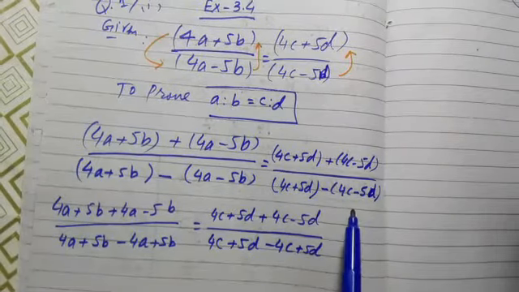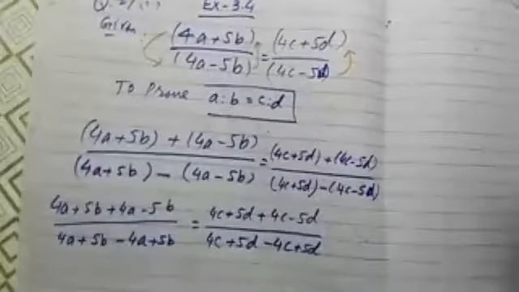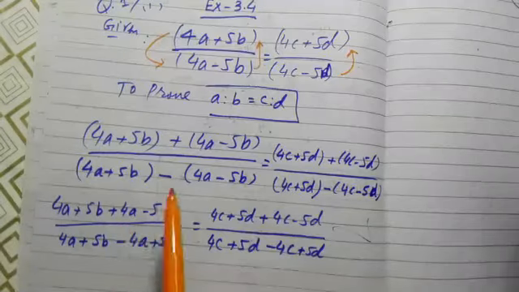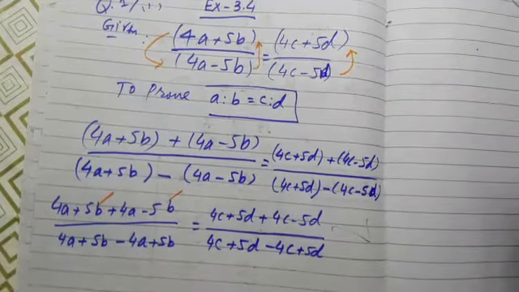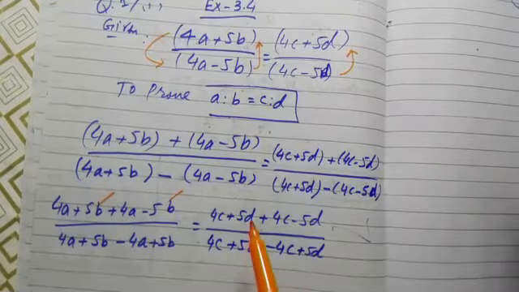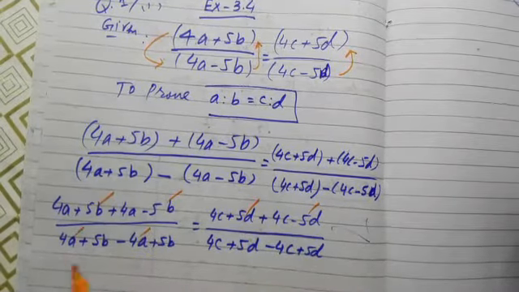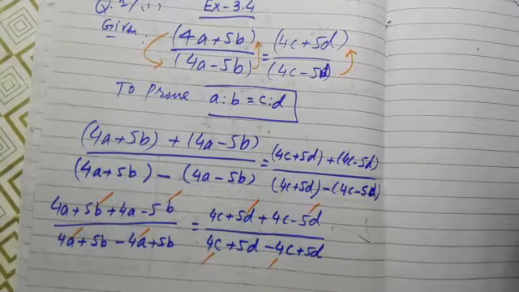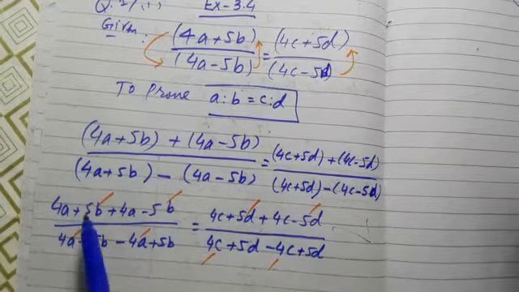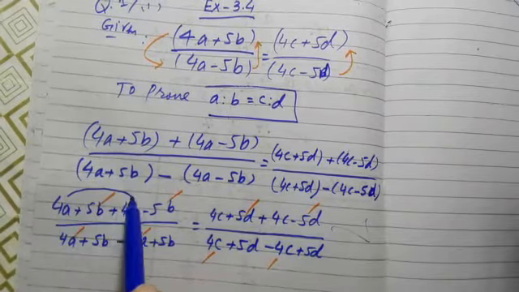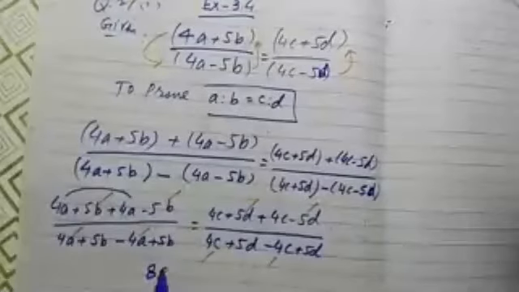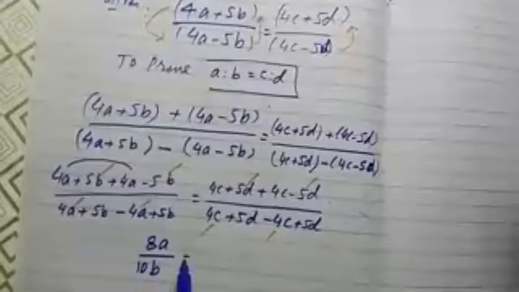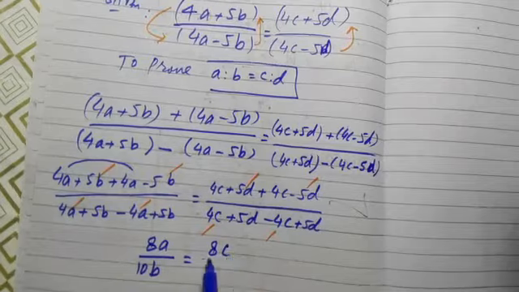So once it has been done, you will see that we are in a position to cancel terms. Like you can see that 5b will be cancelled with 5b, 5d will be cancelled with 5d. Same, 4a will be cancelled with 4a, and 4c will be cancelled with 4c. And now you can see that 4a and 4a will become 8a, and in the denominator 5b plus 5b will become 10b, equals to 4c plus 4c, that is 8c, whole divided by 10d.